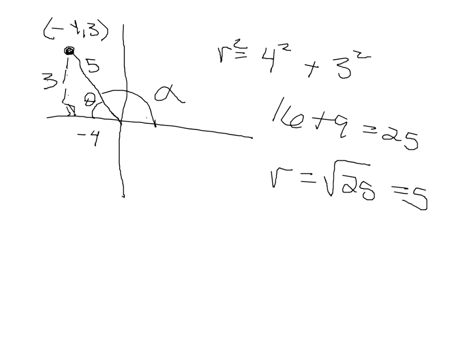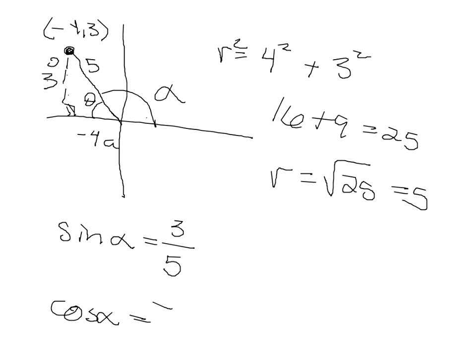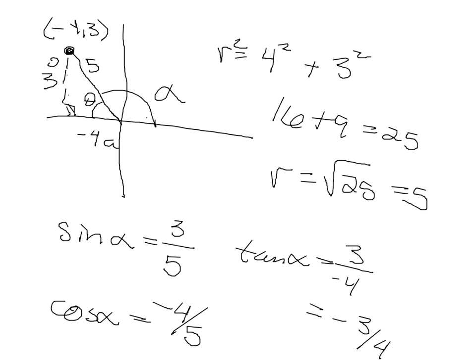Okay, so this is going to be the opposite side, and this is going to be the adjacent. And so sine of alpha is opposite over hypotenuse, or radius. Cosine alpha is adjacent, so that's minus 4 over 5. And tangent is opposite over adjacent, but we can just write that as minus 3/4. Okay, so that's the main 3, and you can find the other ones.